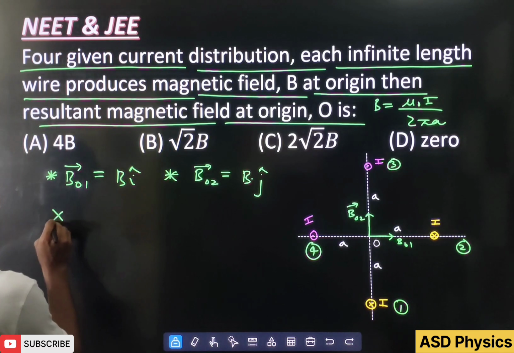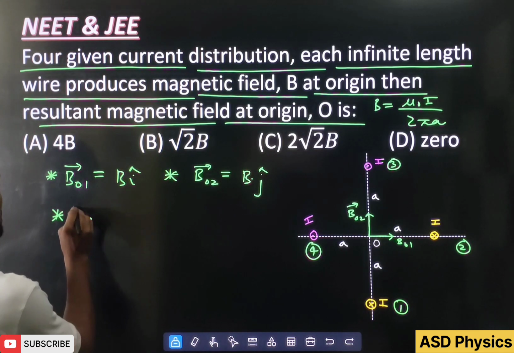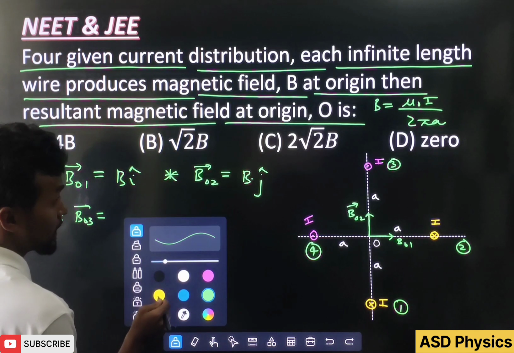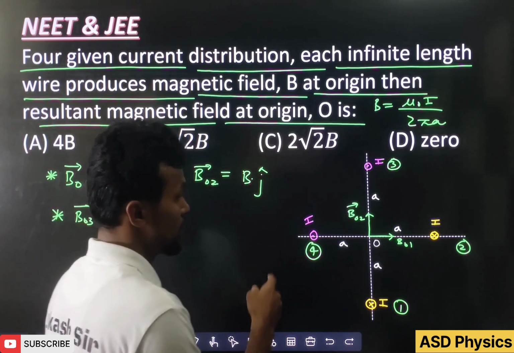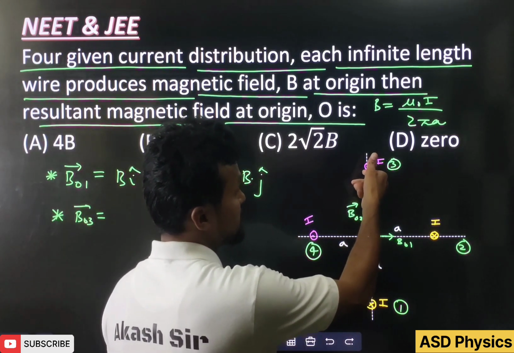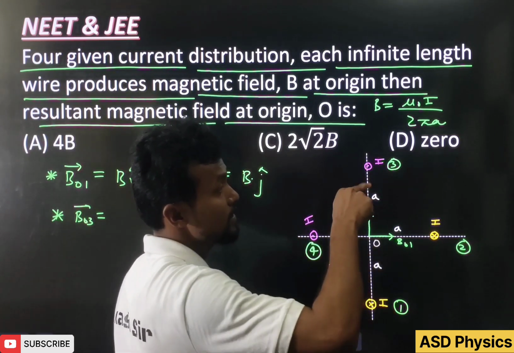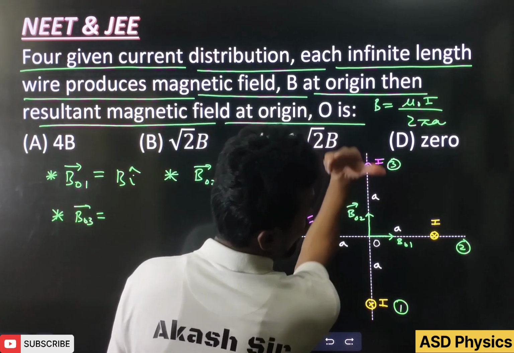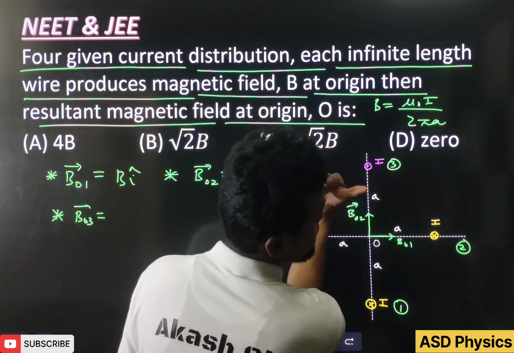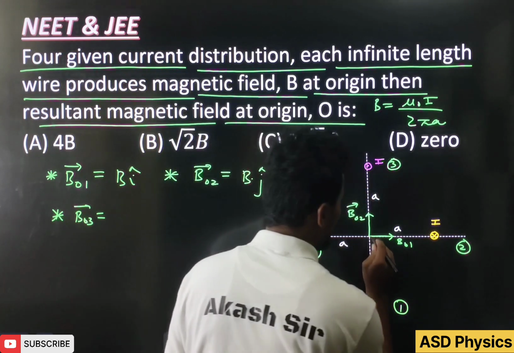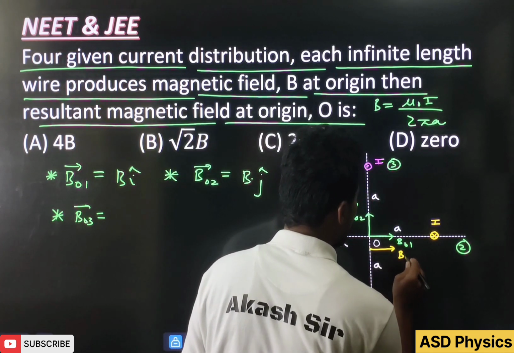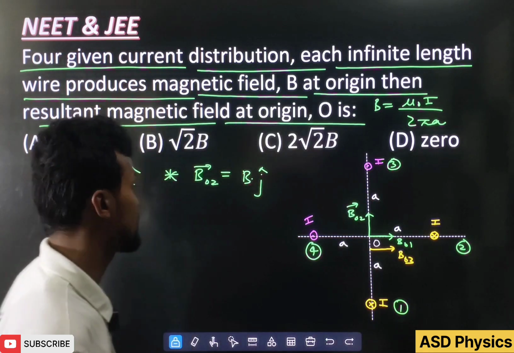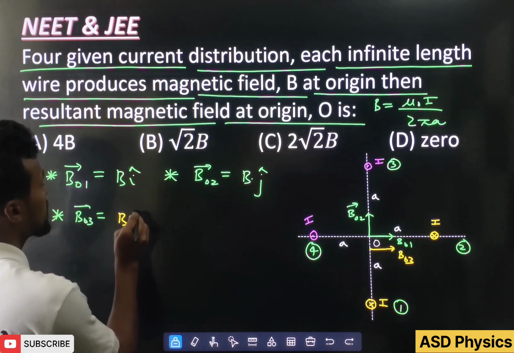Similarly, if I write for wire 3, see students, wire 3 is here, and the current is coming outside. When the current is coming outside and the observation point is downward, my thumb is again going this side. So again this will be B naught 3, and again, students, B I cap.